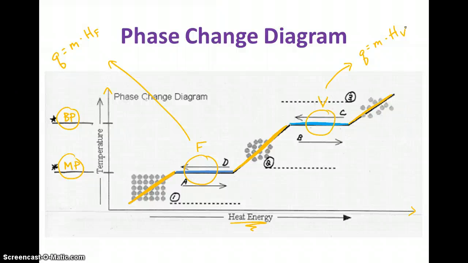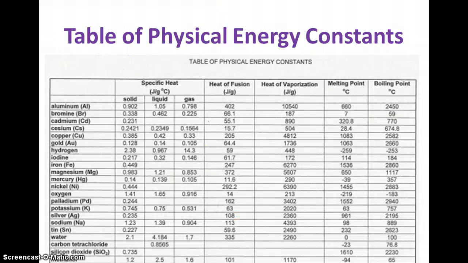Now let's take a look at what the physical energy constants table looks like. This is what you should be seeing. Now this looks kind of overwhelming, but it's organized very well. On the far left, we see all these different substances. We've got aluminum, we've got bromine, we've got tons of different things. For example, right down here, something we're very familiar with is water. Let's look in terms of water. This first column, specific heat, we're familiar with that unit, joules per gram degree Celsius.